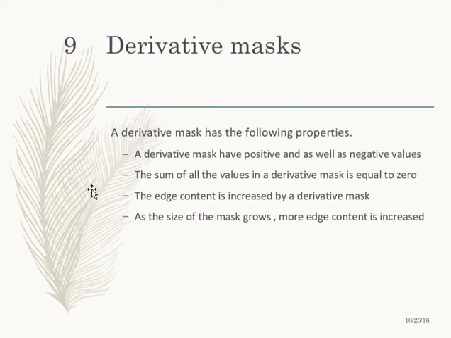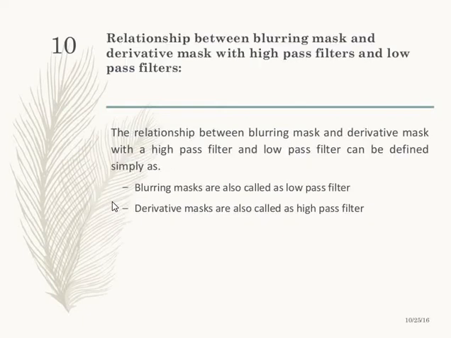Now we have to know the different types of masks. We have to use a derivative mask. The derivative mask has both positive and negative values, and the sum of the derivative mask is equal to 0. The edge content is increased by the derivative mask. As the size of the mask grows, the more the edge content is increased.